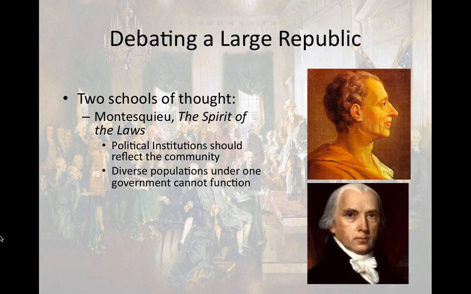So there's 2 schools of thought with regard to this issue. The first one is by a guy named Baron de Montesquieu. Anyways, he had a long, goofy name. Anyways, he wrote in a book called The Spirit of Laws that political institutions should reflect the community, because if you have too diverse a population, a government cannot function because you have too many different interests vying for power.